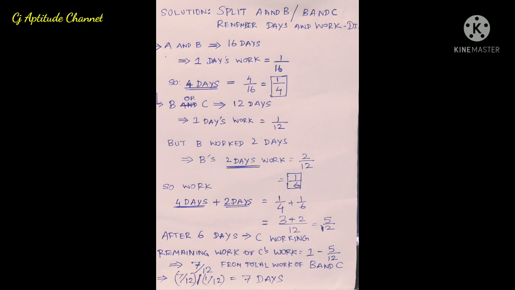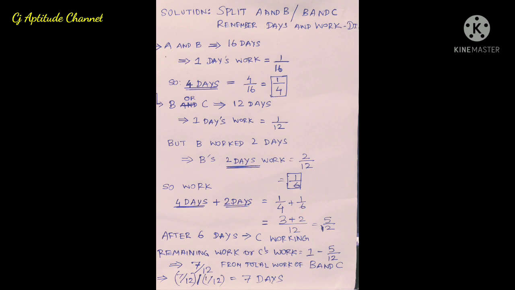A and B equal to 16 days. In the first line, you can see A and B together can complete a job in 16 days. So A and B, 16 days. If days are given, 1 day's work can be easily calculated by just inversing the number of days. So 1 by 16 is 1 day's work. If 1 day's work is known for A and B together, 4 days they worked, right? So 4 into 1 by 16, 1 by 4. Keep it in mind.